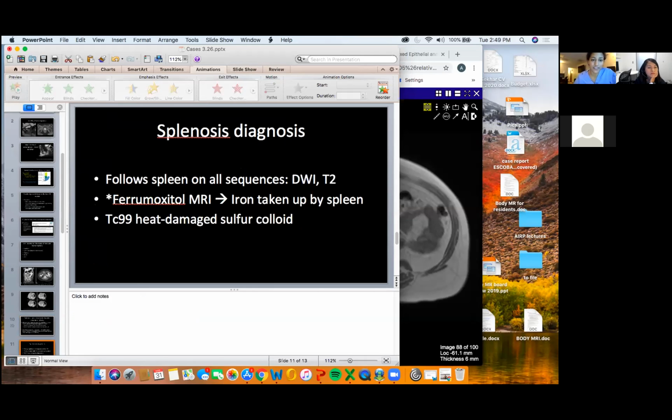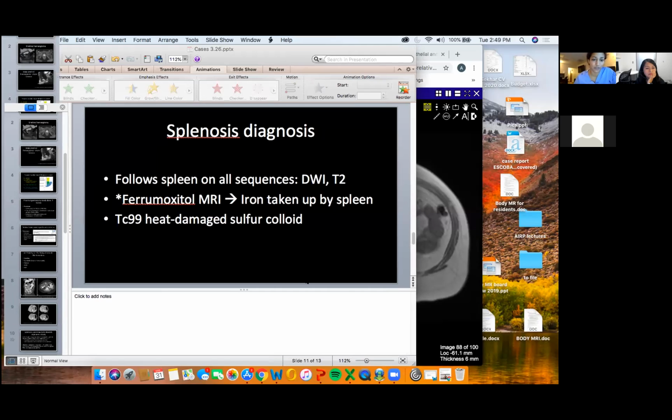The way that you can diagnose this is that it's going to follow the spleen on all sequences. So if you still have part of a spleen or a normal spleen, especially on DWI, the spleen tends to be very bright, or on T2, it tends to be intermediate. One helpful thing would be a ferumoxytol MRI. We don't usually do those these days because there was a black box warning, but that is avidly taken up by the spleen. Or you can do a sulfur colloid technetium heat-damaged scan.